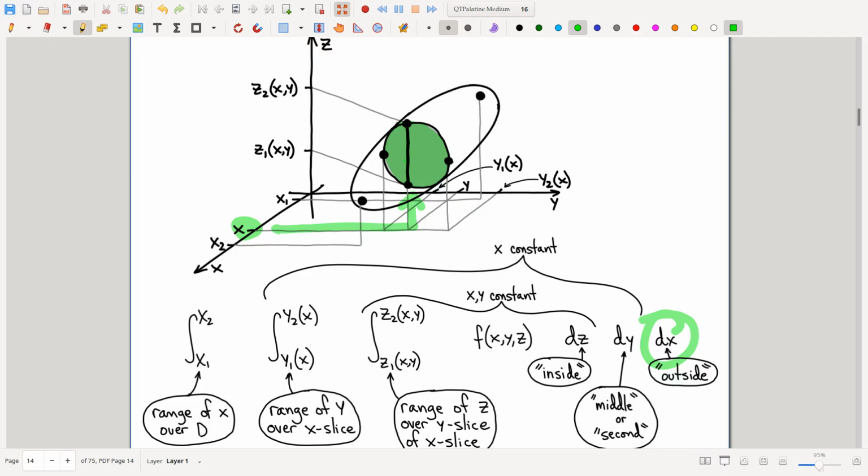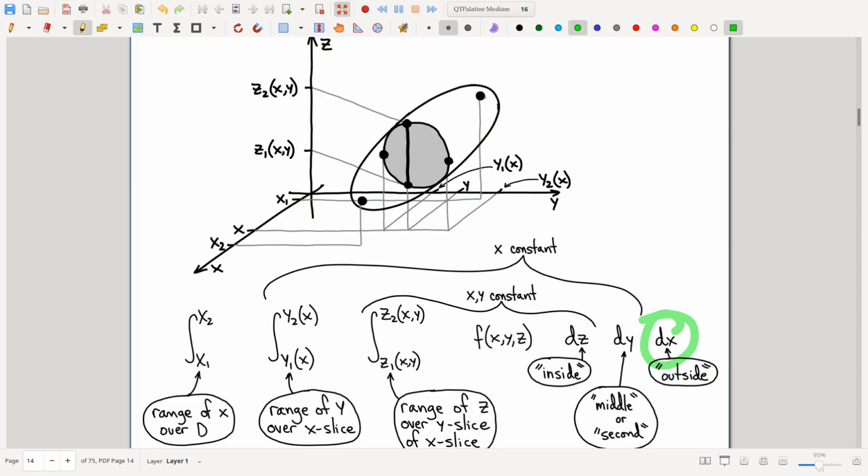Now we got to think about first and last if we're interested in the bounds for x. So where is the first such slice? Where is the last such slice? And geometrically, the last such slice is whatever point here is kind of the farthest back into the page. There's some point back there that's the farthest point back, and that will correspond to some value of x. Is that cool?